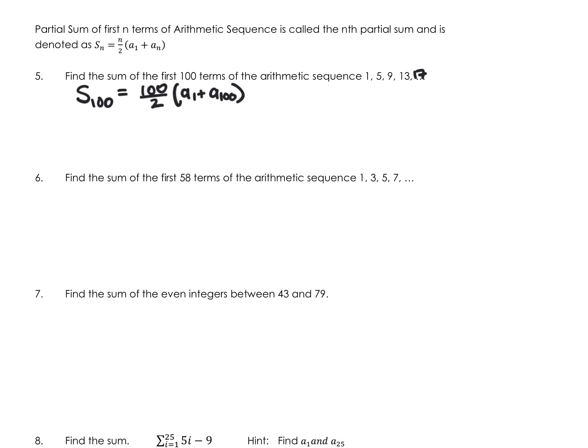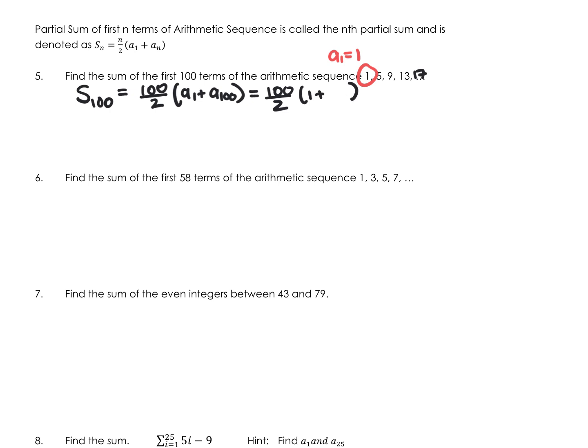Which one of those do we already know? The first one. What's A1? 1. So we can go ahead and fill in that part of the formula. Do we know what the 100th term is? A100.